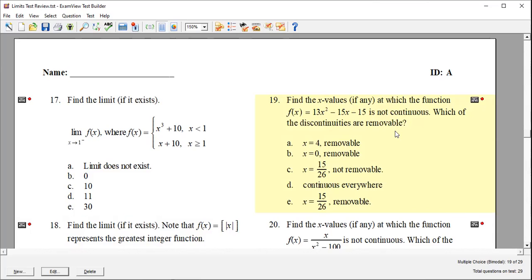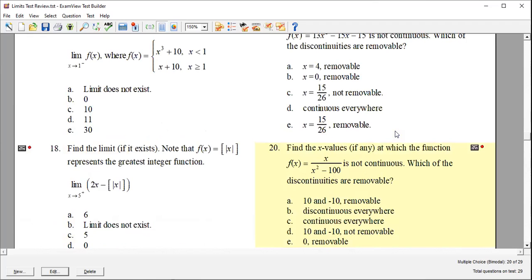Is everybody good? A question like this would be what you would get on your free response. These questions. So part A might be find the discontinuities. Part B would be are they removable or non-removable? Something simple. Find the limit.